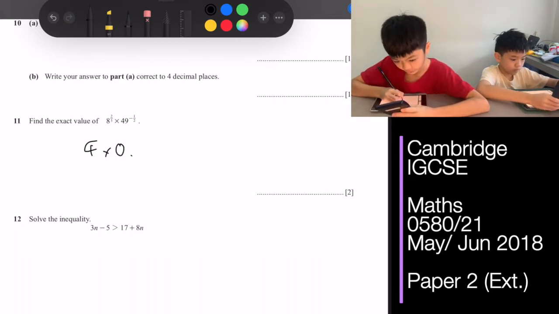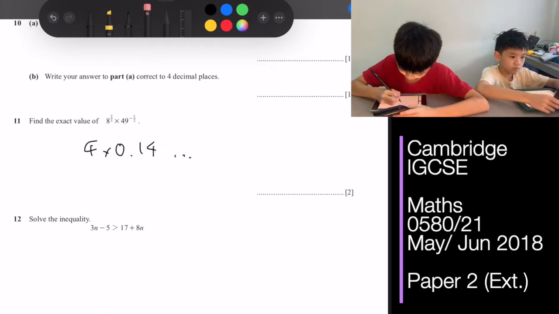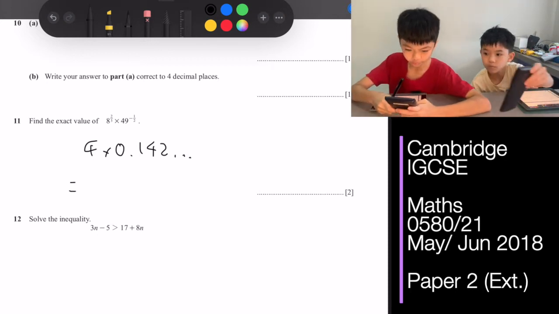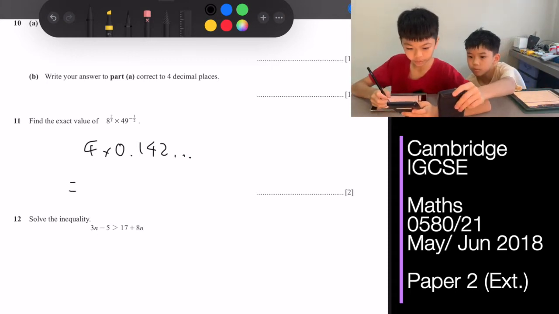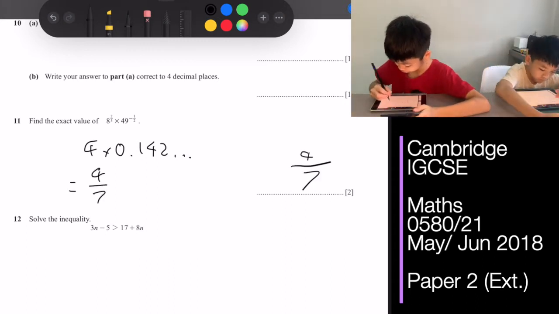Multiplied by 0.143 and so on, equals, multiply 4. Turn it into a fraction, 4/7. So the answer is 4/7.